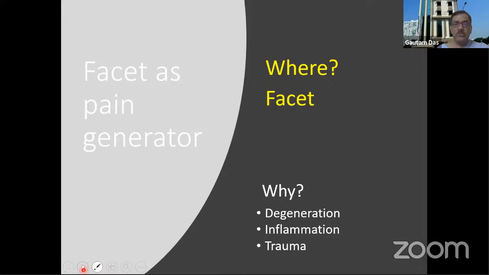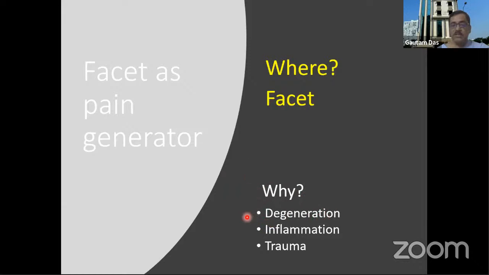So, will there be any neurodeficits? The answer is mostly no, because facet pain is because of facet joint degeneration or inflammation, which is not going to produce any pressure on the nerve root. So there will be no neurodeficits. There will be pain, and the leg pain will be non-dermatomal. So these are the clinical features of facet-generated pain. And again, as I told you, why can the facet joint be painful?